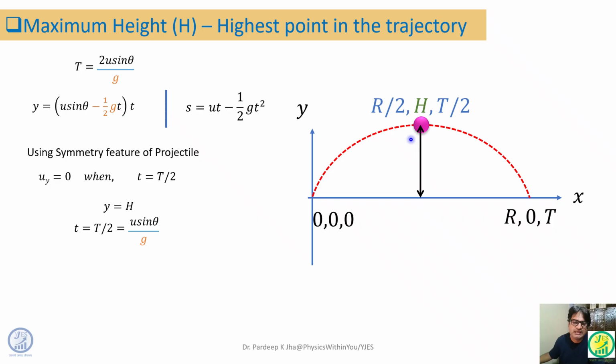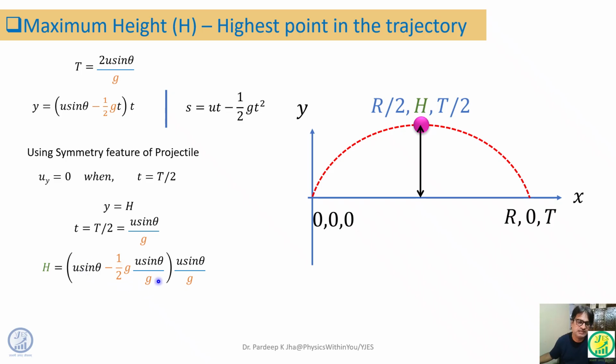So we have to calculate h at that particular point. T is known, t by 2, so it's u sin theta by g. Now the 2 is missing there. So what do you have now? It's h equal to u sin theta minus half g, u sin theta by g.